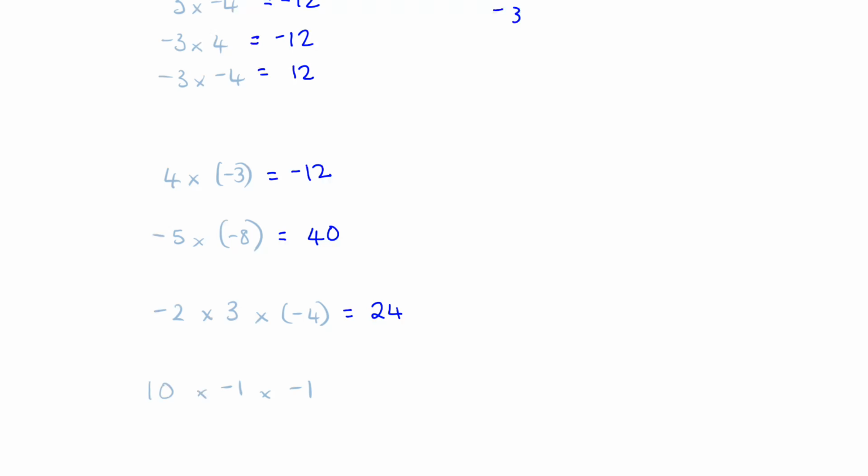So like the next one, 10 times 1 times 1 is 10. So 10 times negative 1 would give you negative 10. But then timesing by the negative again makes it back to positive.